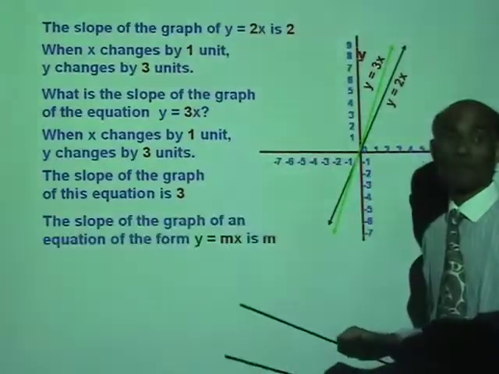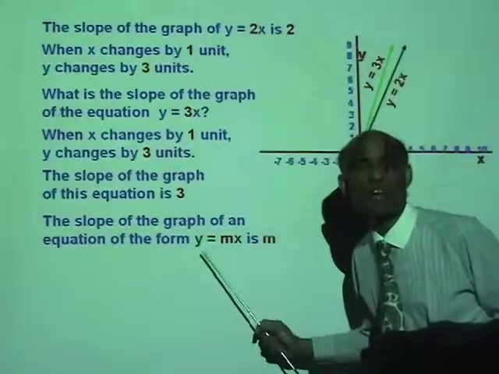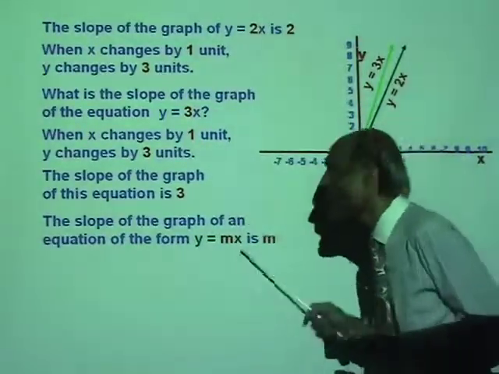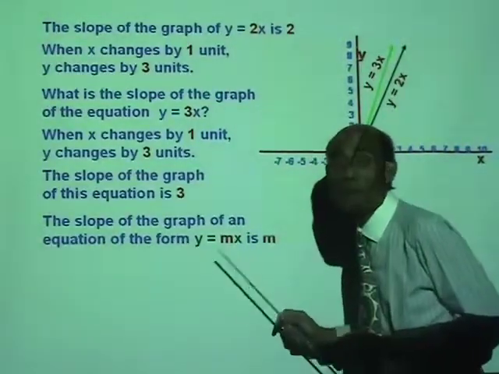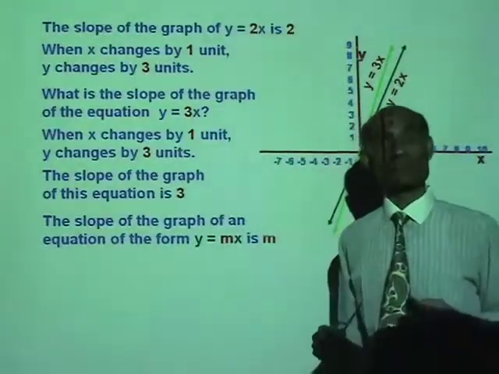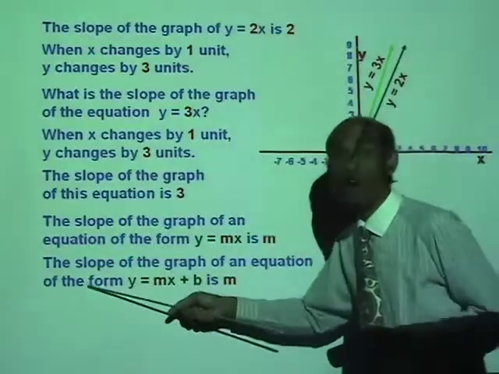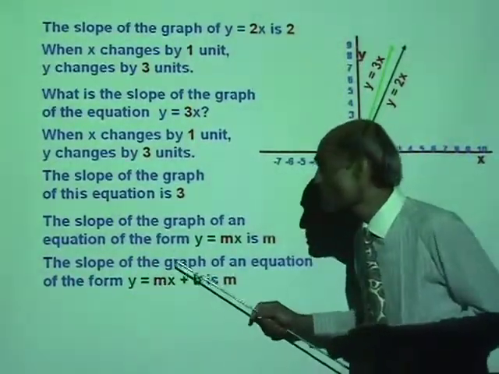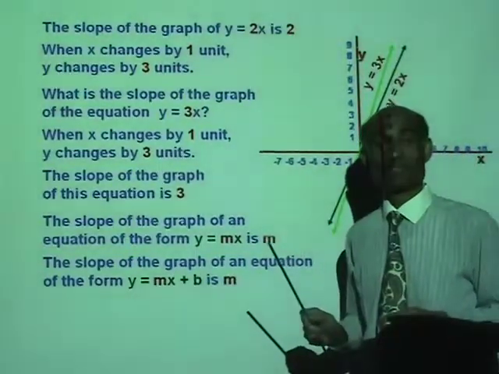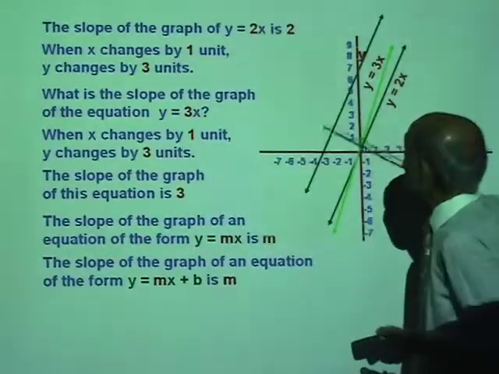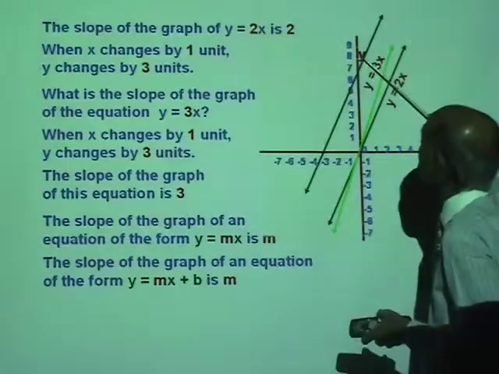There you are. Now the slope of the graph of an equation, if I give you a general equation, y equal to mx, then the slope will be given by that m, the coefficient of x. So, the slope of the graph of an equation of the form y equal to mx plus b is m. Alright? Now, I have drawn another graph here. Can you tell me what the equation of this graph is?